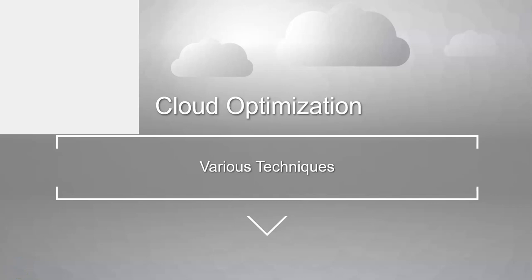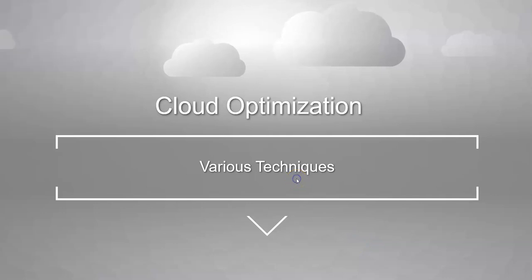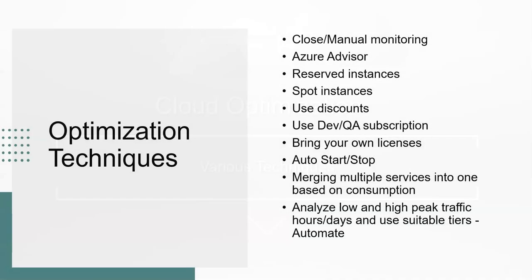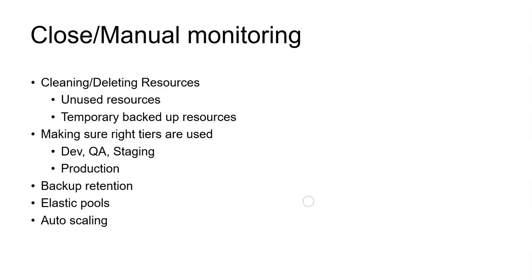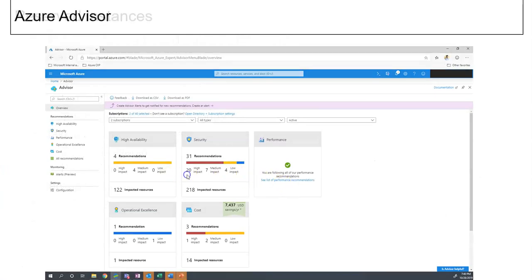Hi friends, in my previous video of cloud optimization, I have covered a few techniques. I'm going to continue with the rest of the techniques in the current video. So moving on, I have covered cloud manual monitoring, Azure Advisory, reserved instances and spot instances. We are going to continue with the rest of the techniques here, which starts with the use of discounts. So let us move on.